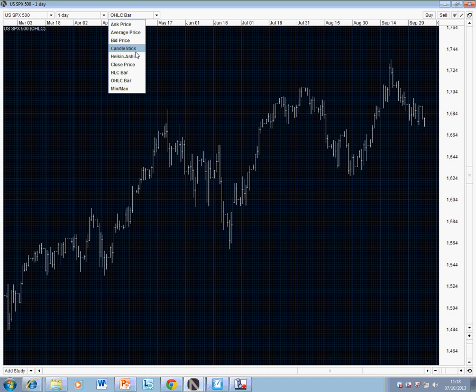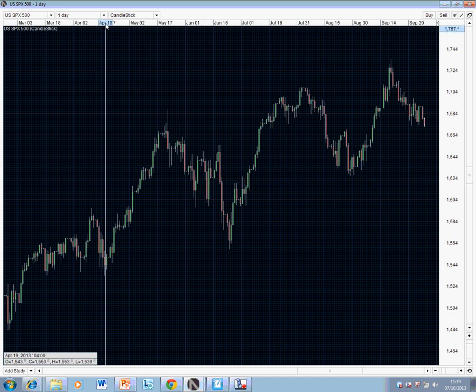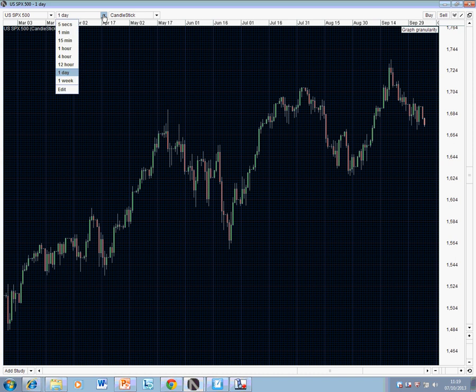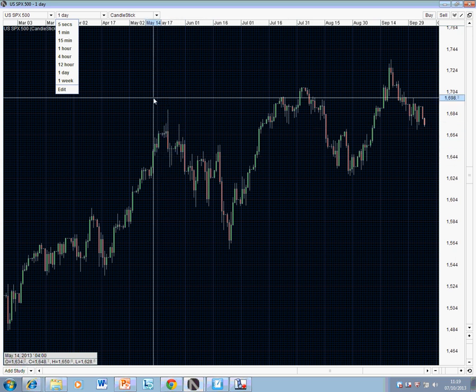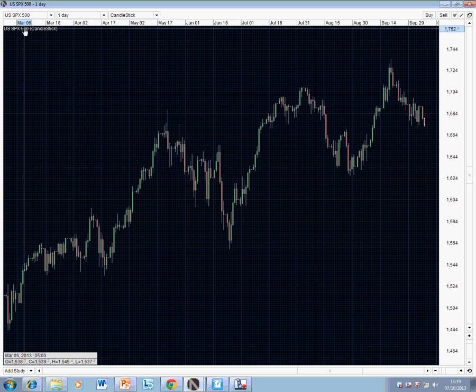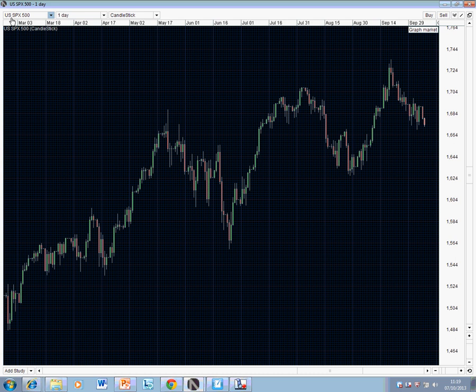There's no rule that says one chart is better than the other. That depends on your preference, okay? I'm going to actually stick to the candlestick because that's my preference. I've chosen to go for a 1 day option here. So each stick shows a 1 day, and I'm looking at it from March to September.